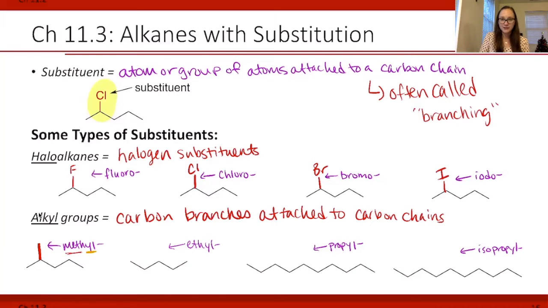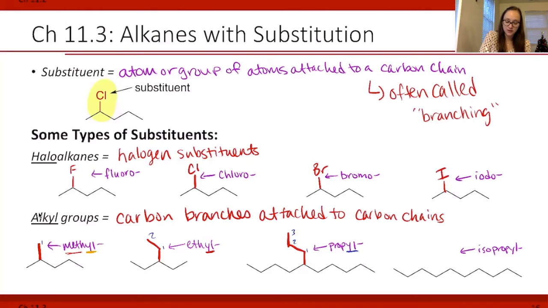We could also have an ethyl group. So eth means two carbons. We have two carbons off of our main chain. So we have eth for two carbons, YL signifying that it's an attached part. Propyl is the same thing. We're going to have three carbons, 1, 2, 3. Let's number these guys. 1, 2, 3. So we have a three carbon chain off of our main chain. That is a propyl group.